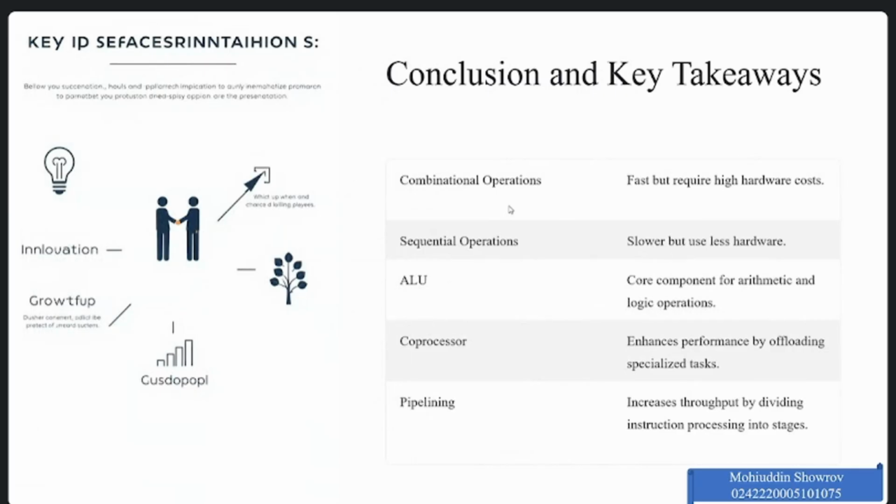And then conclusion and key takeaways. Combinational operations: fast but require high hardware cost. Sequential operations: slower but less hardware. Arithmetic logic unit is the core component for arithmetic and logic operations. Coprocessors enhance performance by offloading specialized tasks. Pipelining increases throughput by dividing instruction processing into stages.